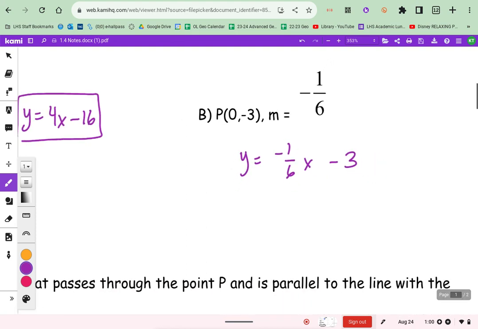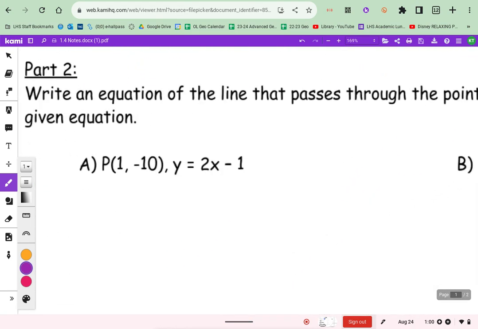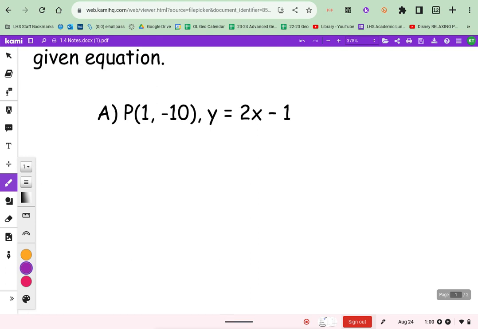Okay, so now we're going to go to part 2. Part 2 says, now we're given the equation of a line and a point, and the goal is to write a second line that's parallel to the first one and goes through that point. So I'll sketch you a picture. The situation is we have a point and we have a line, and we're making the equation of a line going through that point parallel to the first line. So that's our scenario.